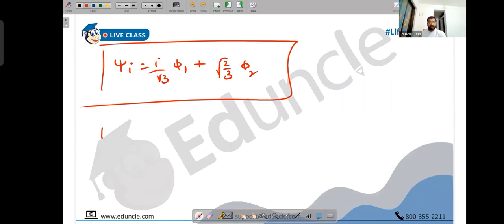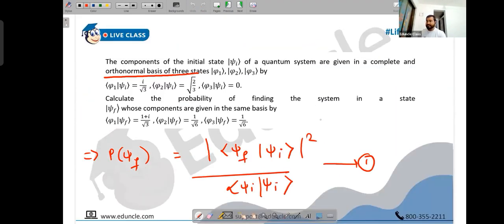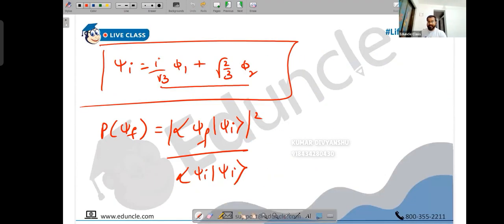So what is it that they're asking? They're asking us to find the probability of psi f. So now, what is the probability of psi f? It is, as we just wrote, psi f into psi I mod square upon psi I psi I. They have not mentioned, by the way, whether it's normalized or not. Have they mentioned normalization anywhere in the question? No. So just check the denominator, see whether this is 1 or not. Let's calculate psi I psi I first, the denominator. Basically, we are just checking the normalization condition.